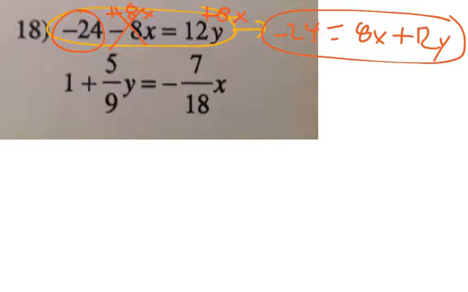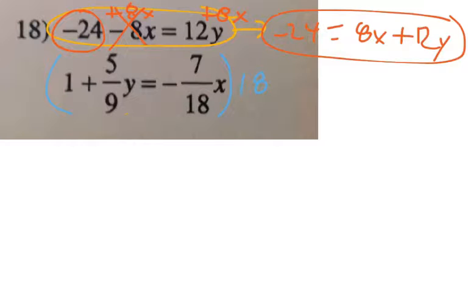Now, what about the second equation here? Well, this one has a 9 for a denominator. That fraction has an 18. What is the common denominator between 9 and 18? Well, 9 divides into 18. So the first thing we're going to do to get rid of our fractions is multiply the whole equation by the common denominator 18.